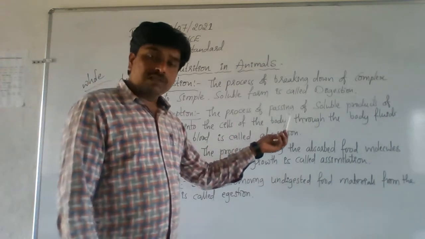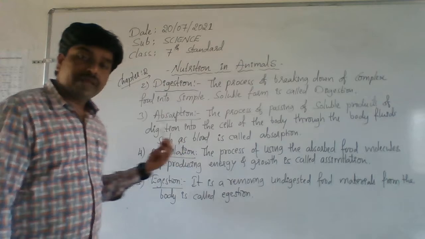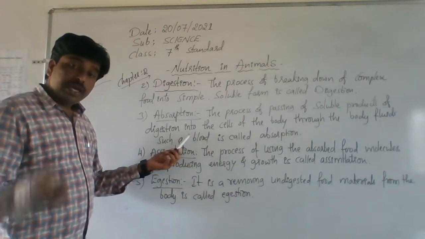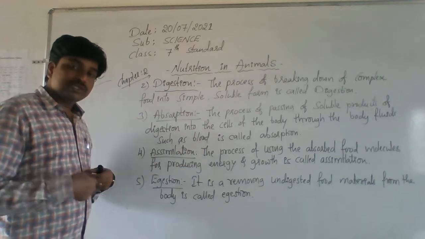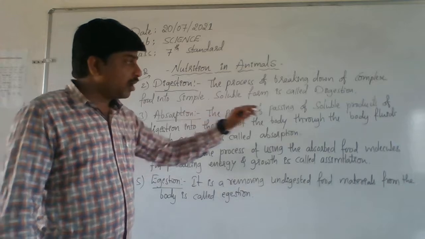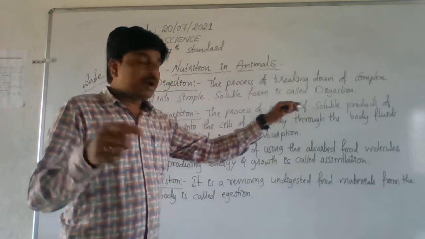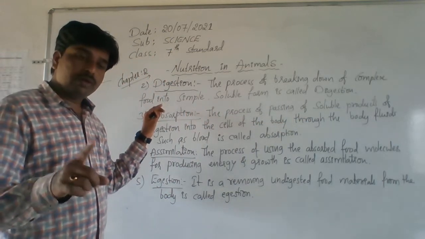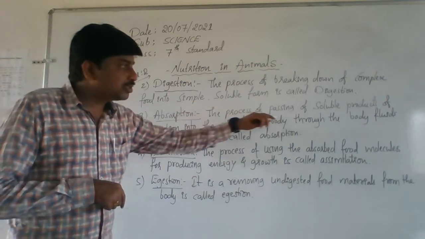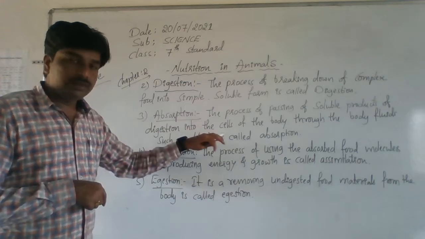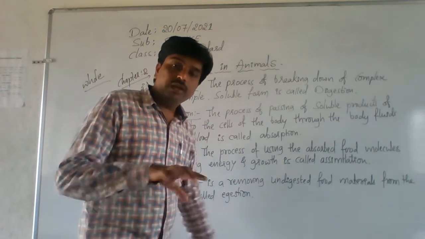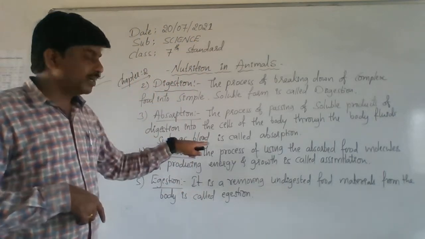The process of passing of soluble products of digestion into the cells. Into the cells, you have body cells. Understand? So the process of passing of soluble products. What happens in digestion? Breakdown of food particles into soluble products. So those soluble products must pass into the body cells through the body fluids, such as blood.